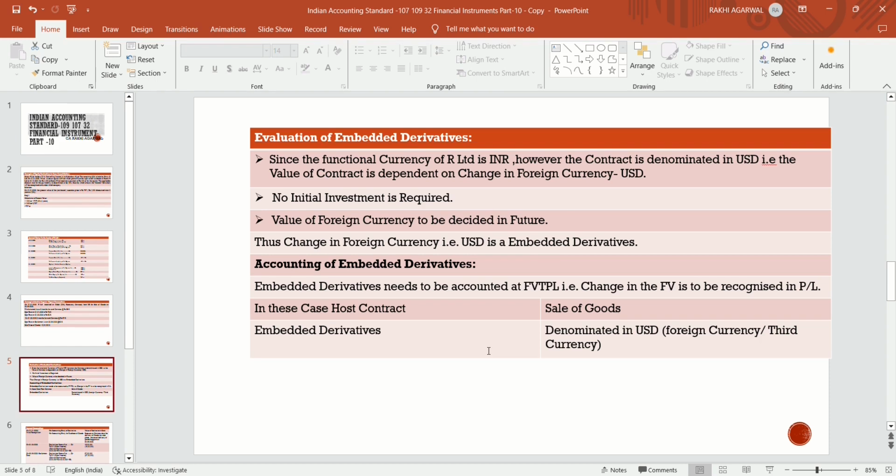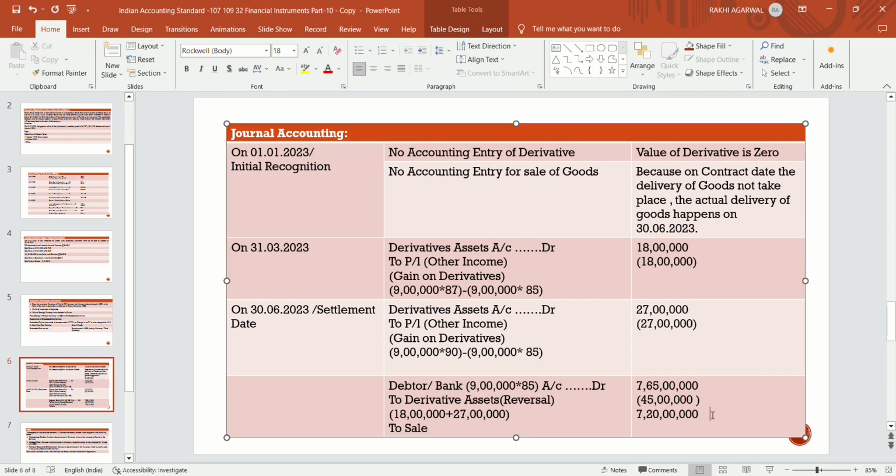In this case, the host contract is sale of goods, and the derivative contract is denominated in USD. The contract which is denominated in USD, that is the change in foreign currency. On 1st January 2023, the general accounting entry will be made, that is on initial recognition.